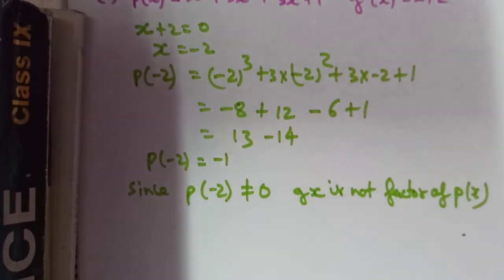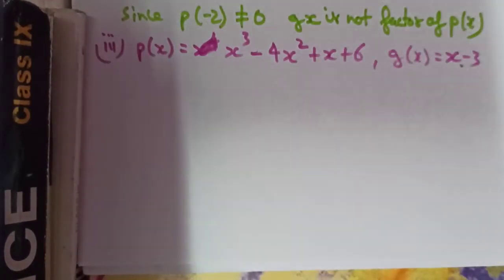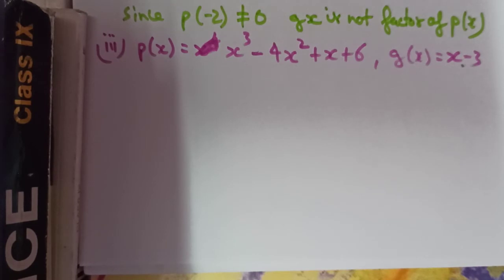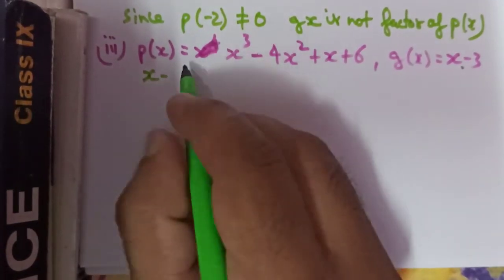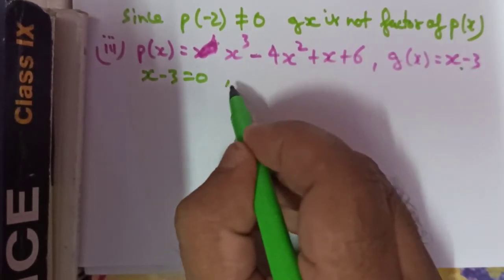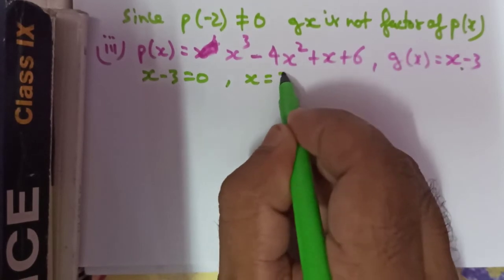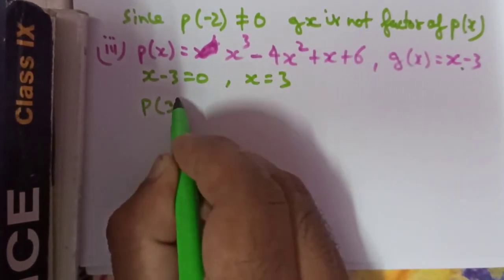Okay, understood? Okay, similarly part number 3, that is polynomial p(x) is equal to x cube minus 4x square plus x plus 6, and g(x) is x minus 3. So again we will find out the 0 of polynomial g(x). So x minus 3 equals to 0, that is x equals to plus 3. Now we will be finding out the value of p(3).